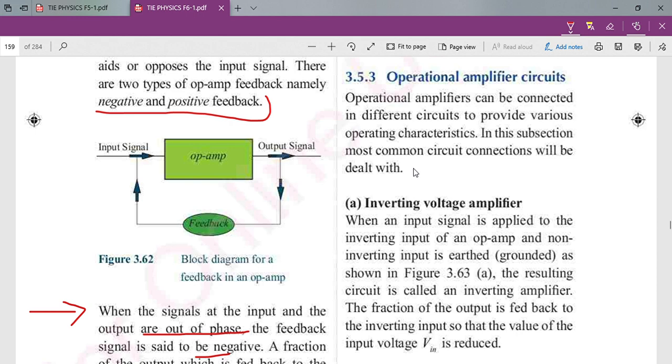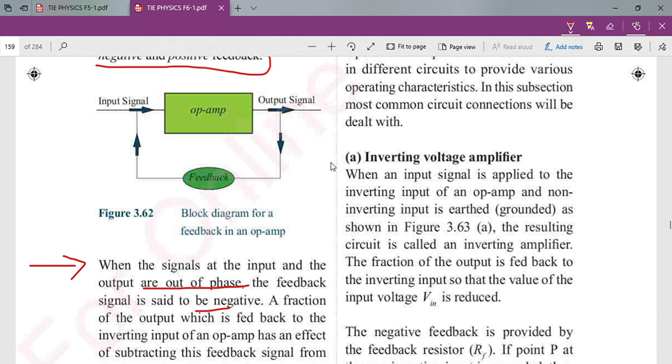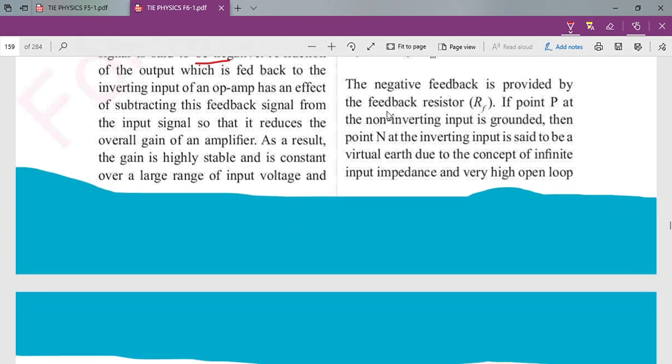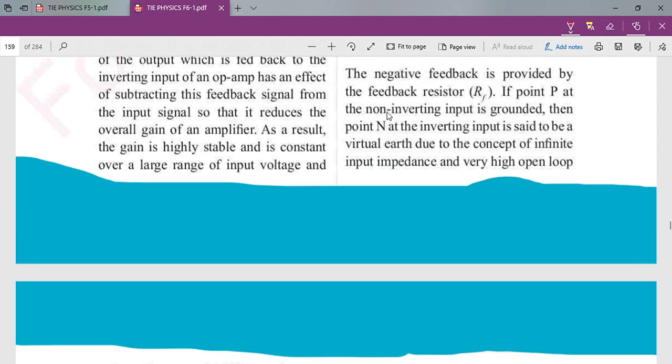This is the basic one, the main one. This is my target now, to teach you the operational amplifier circuits. We have six operational amplifier circuits, and you have to know the derivation of each one. Let's start with the inverting voltage amplifier.